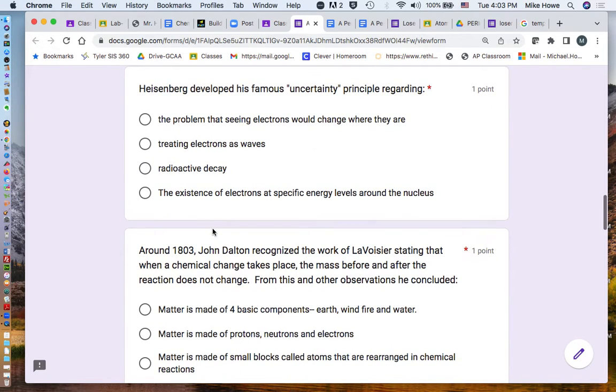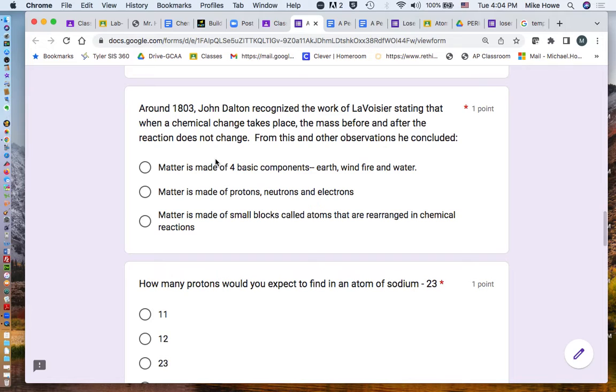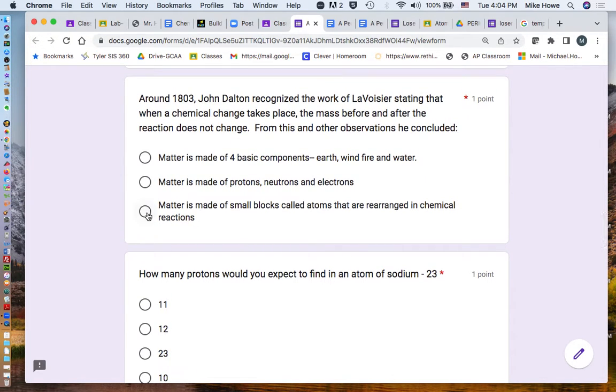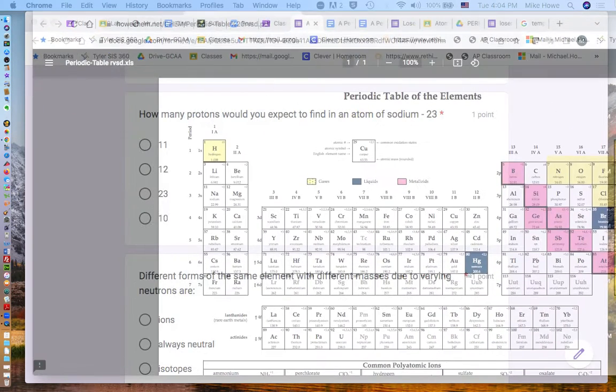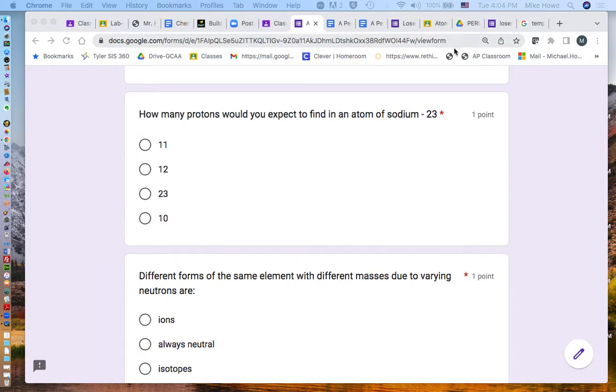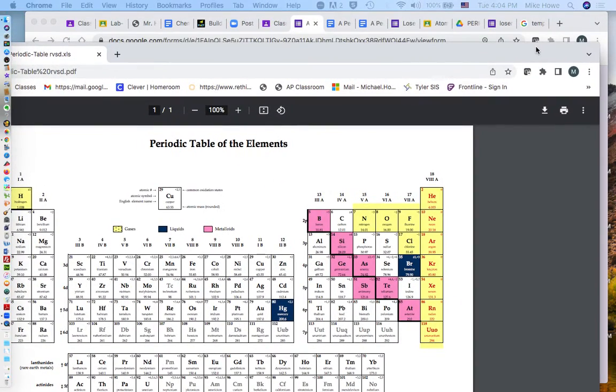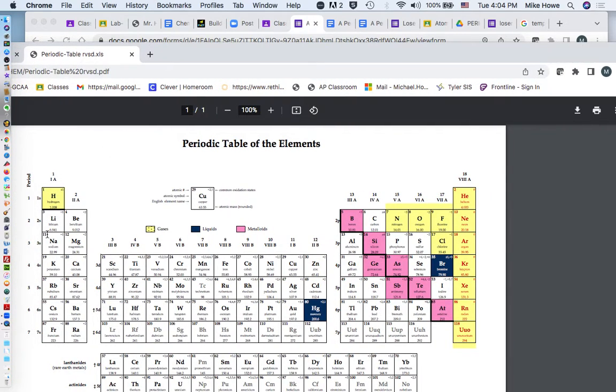Heisenberg's uncertainty principle said that you can't see an electron, because if you see it, you change where it is. We just talked about that. John Dalton was the guy that came up with atoms, the father of modern atomic theory. And that's this choice. How many protons in an atom of sodium-23? Well, sodium, you'll see right in this position right here, has 11 protons. So that's 11.